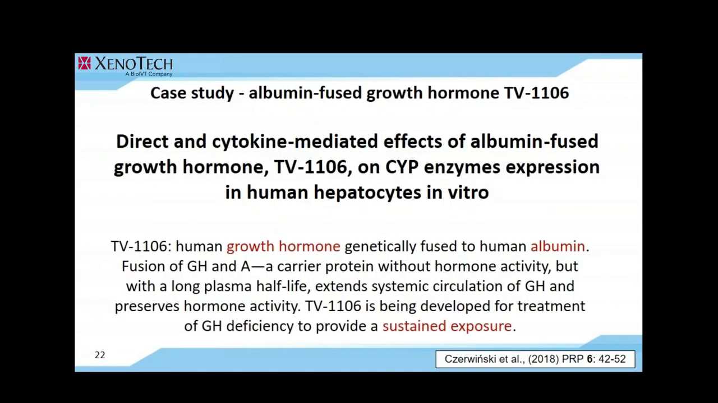I'd like to go through the second case study. The second case study is that of TV1106, albumin-fused human growth hormone. TV1106 is growth hormone genetically fused to albumin. Fusing of growth hormone and albumin, a carrier protein without hormone activity, but with a long plasma half-life, extends systemic circulation of growth hormone and preserves hormone's activity.